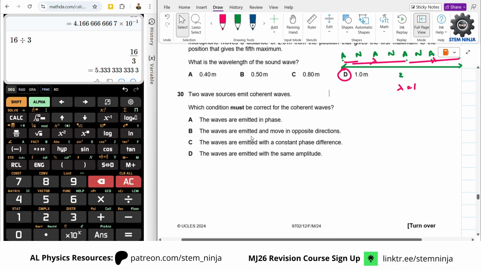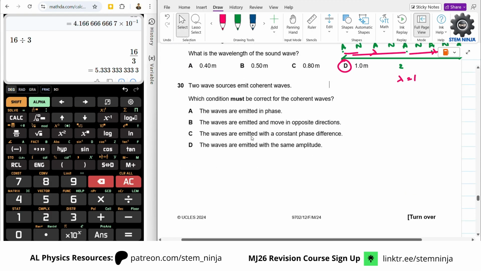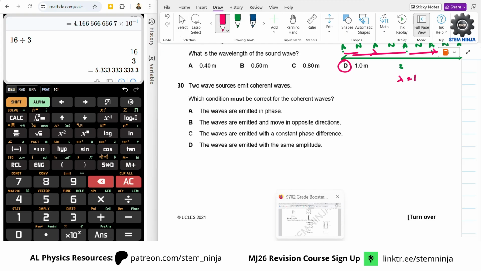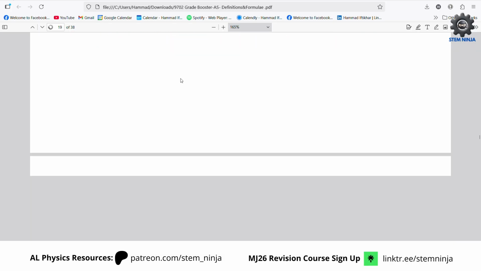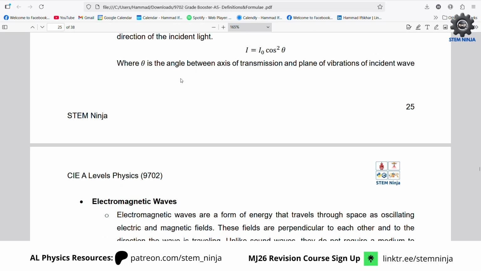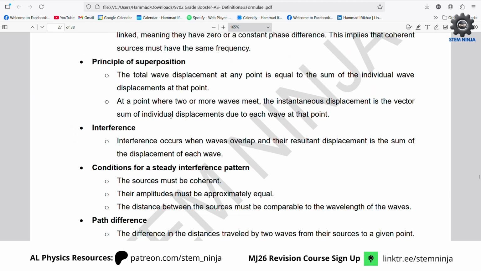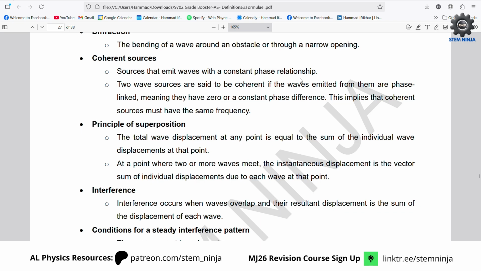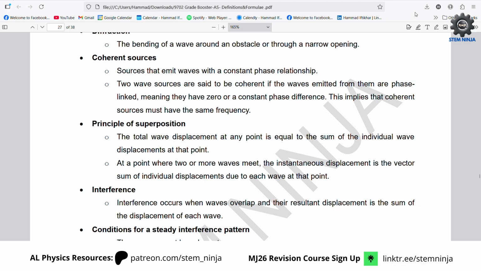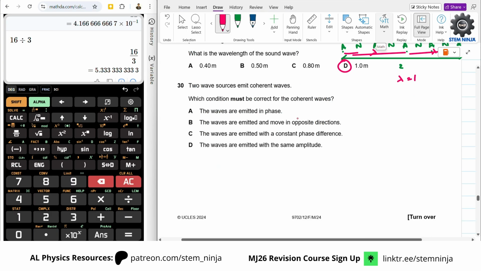Two wave sources emit coherent waves. Which condition must be correct for coherent waves? Coherent waves have a constant phase relationship. They emit waves with a constant phase relationship, so this one would be correct.